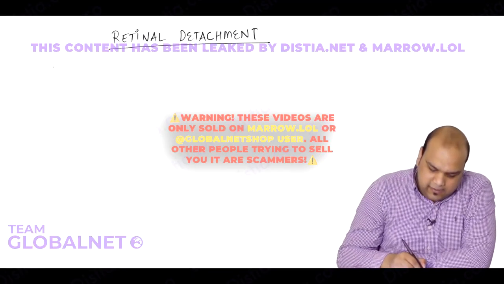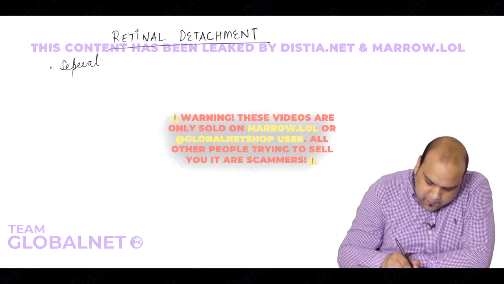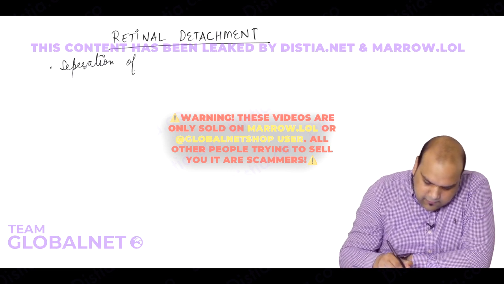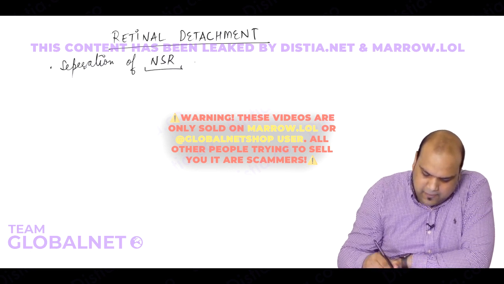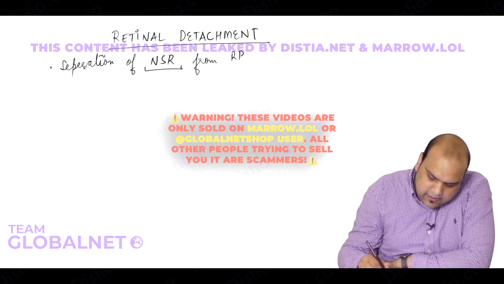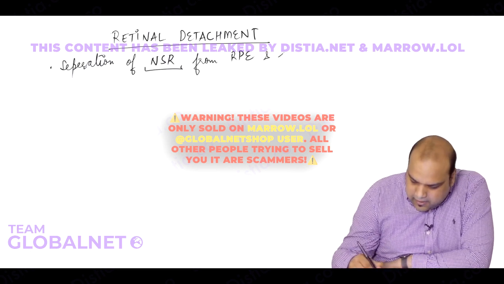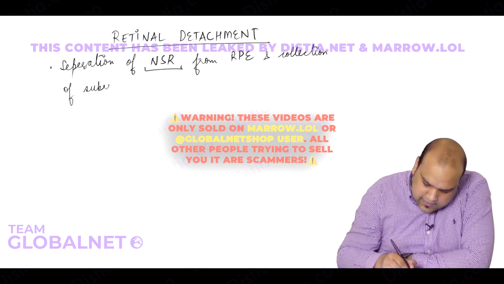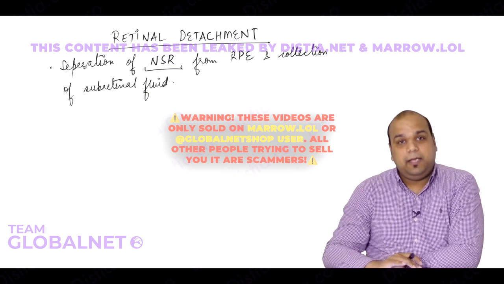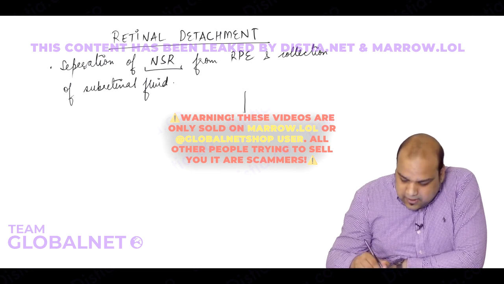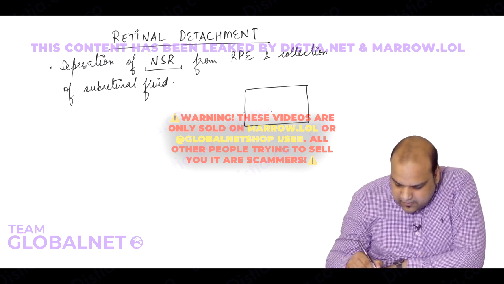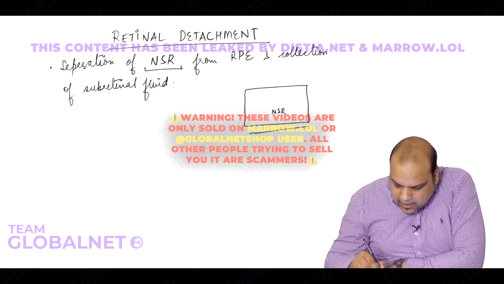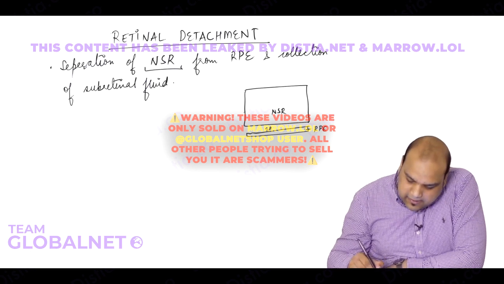Yes, so if I define retinal detachment, I will say separation of neurosensory retina from retinal pigment epithelium and collection of subretinal fluid. Am I absolutely clear here, everybody? Yes. So the 9 layers, neurosensory retina, the outermost layer, retinal pigment epithelium, subretinal space.